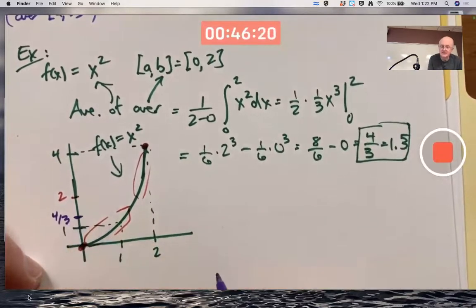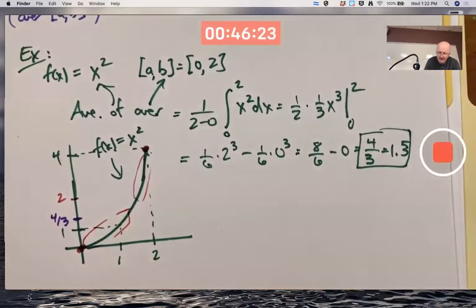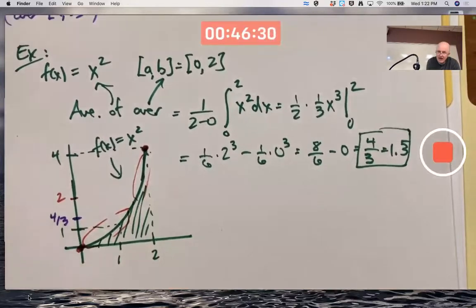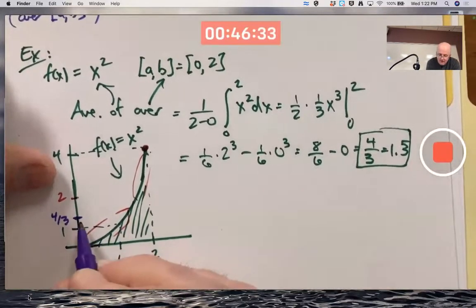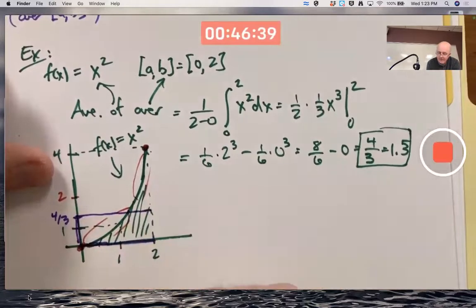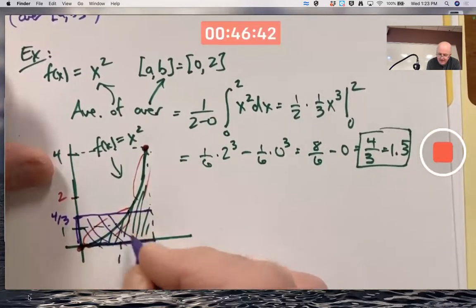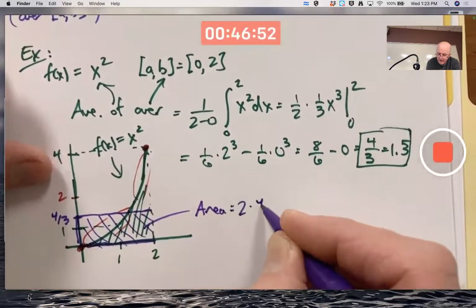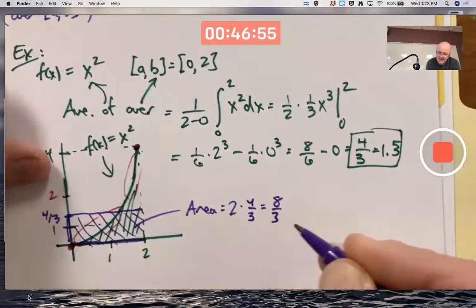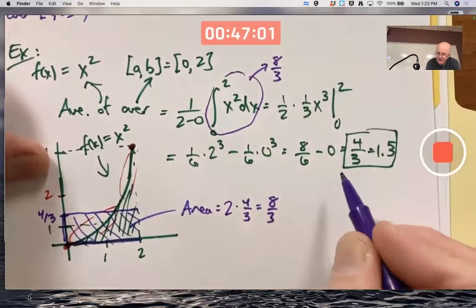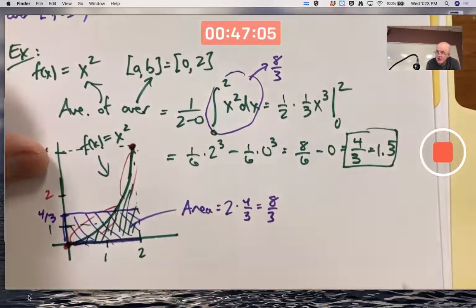The average value is defined in such a way that the area under the curve, this green shaded area, is the same as the area of a rectangle of the same base from 0 to 2, whose height is the average value. This rectangle shaded in purple has the same area under the curve. Its area is base times height, 2 times 4/3, 8/3. Hey, that's the same as the integral. The integral right there has a value of 8/3. The average value is 8/6 or 4/3 because I had to also divide by 2.